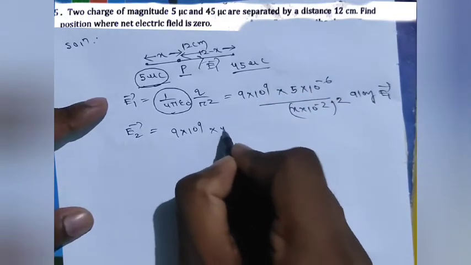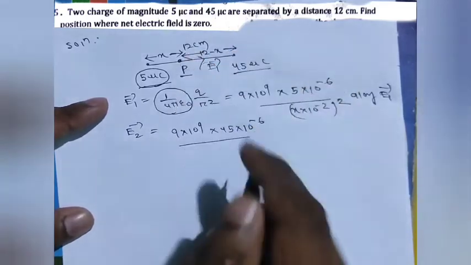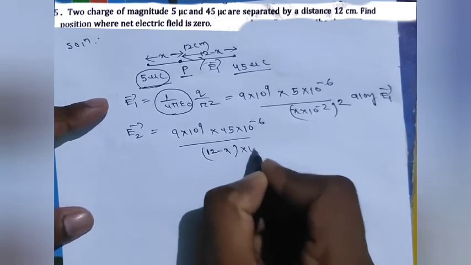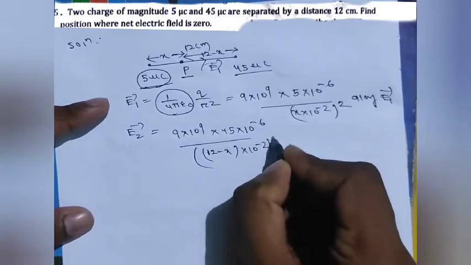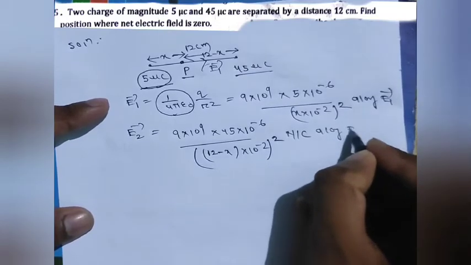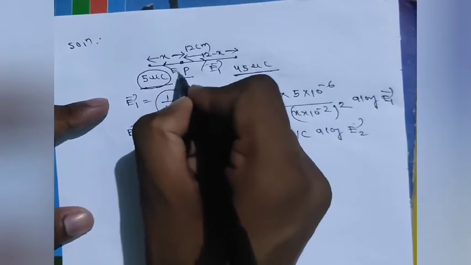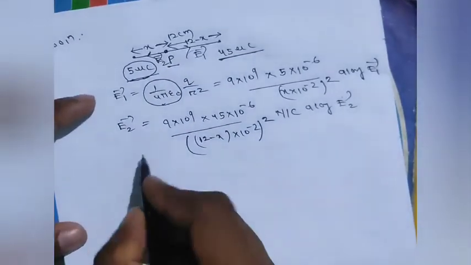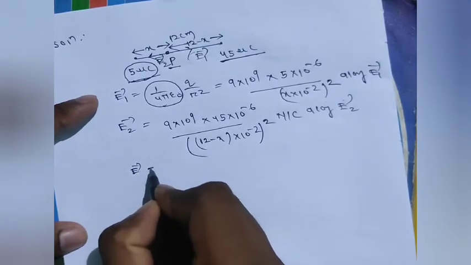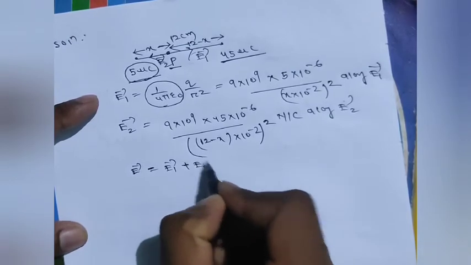40 microcoulomb means 40 into 10 to the power minus 6, and r is now 12 minus x centimeter, means (12 minus x) into 10 to the power minus 2 whole square, Newton per Coulomb, and it will be directed along E2. Since this is a positive charge, it will be directed outward. So now the net electric field at P is the vector sum of E1 vector and E2 vector.